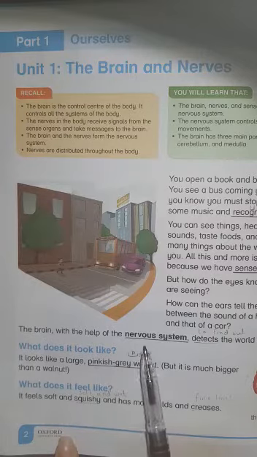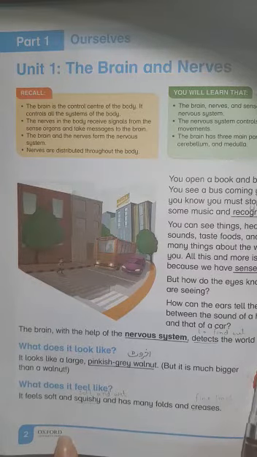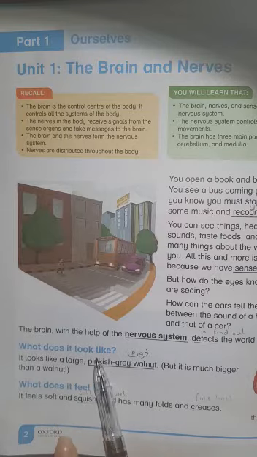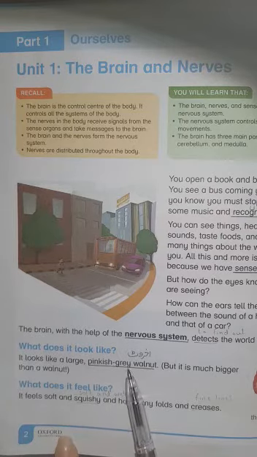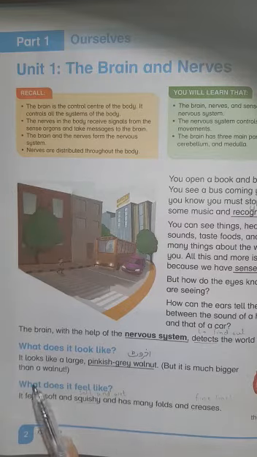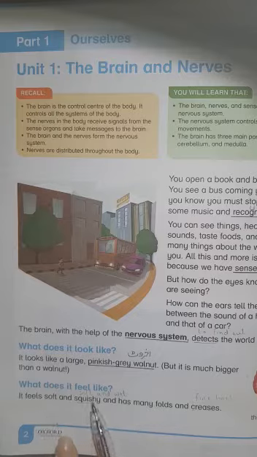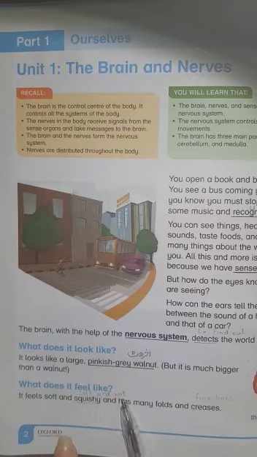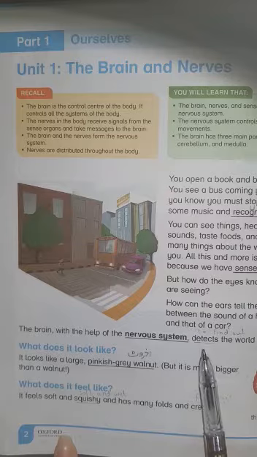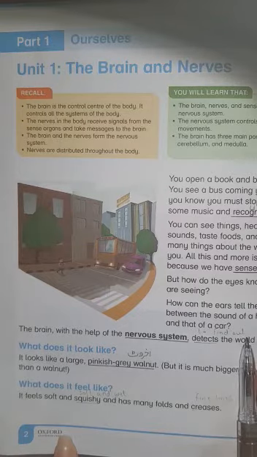The brain, with the help of nervous system, detects the world around us. What does it look like? It looks like a large pinkish gray walnut, but it is much bigger than a walnut. What does it feel like? It feels soft and squishy. Underline this word, squishy, and has many folds and creases. Underline it as well. The word squishy means soft and wet. Creases means fine lines. Detects, to find out.